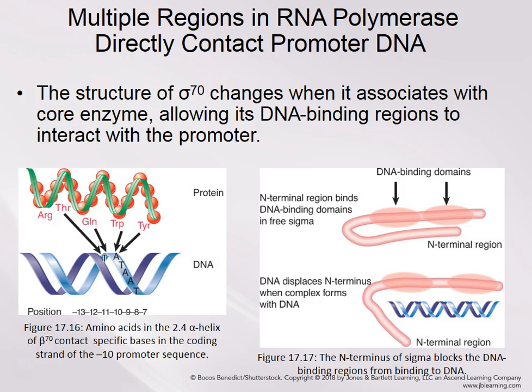The structure of the sigma factor. In the RNA polymerase, sigma 70 changes when it associates with the core enzyme, and it promotes the binding of the DNA binding regions to the promoter. If you look at this, you have these DNA binding regions, and you see this bend here too. But when the sigma factor goes on, the DNA will displace this N-terminus region that was binding to this complex and allow the DNA to come and start to bind.